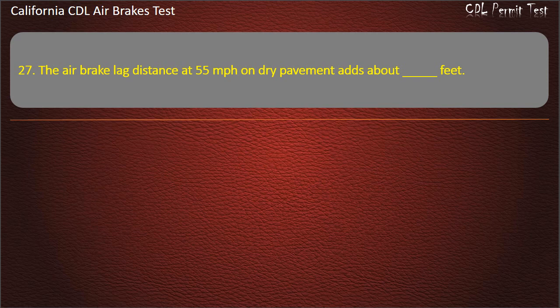Question 27. The air brake lag distance at 55 miles per hour on dry pavement adds about how many feet? 45 feet, 32 feet, or 65 feet. Answer. 32 feet.